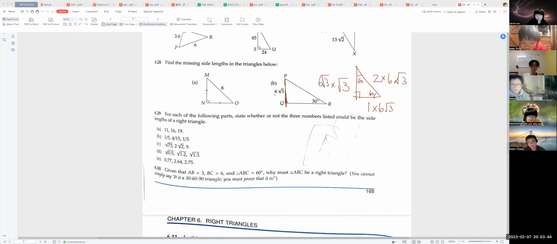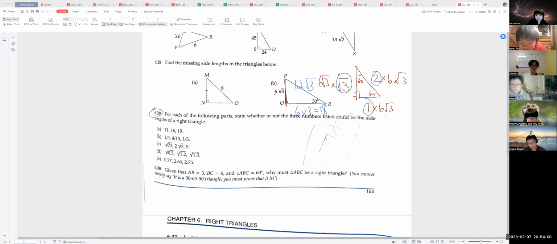So basically, I'm just using the method of ratio, right? Originally this is 1, here is 2, this is square root 3, this is a set. You can memorize it, right? When your 1 becomes 6 square root 3, then the other two you just multiply by 6 square root 3. So the longest one will be 12 square root 3, and this one will be 6 times 3 equals 18. Okay, so just very simple.